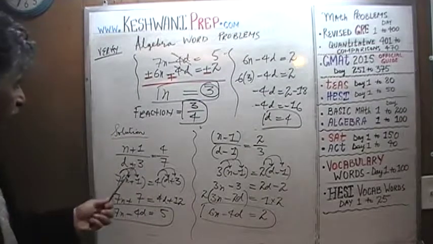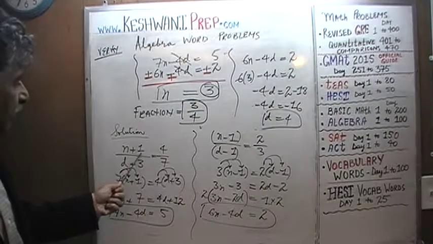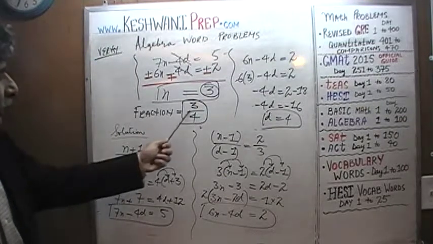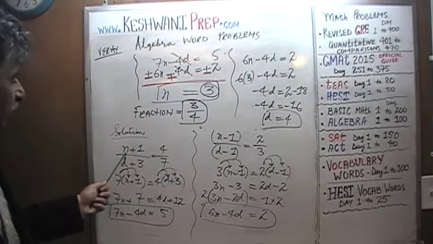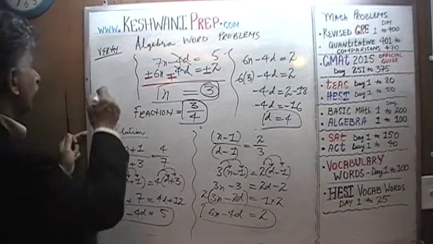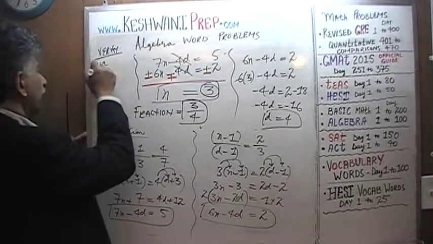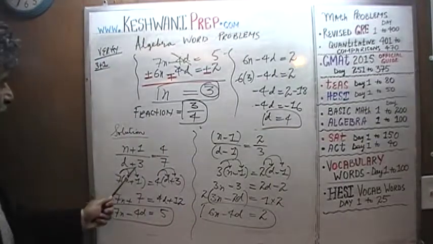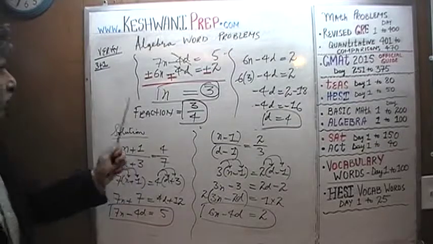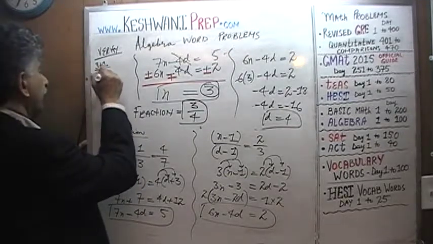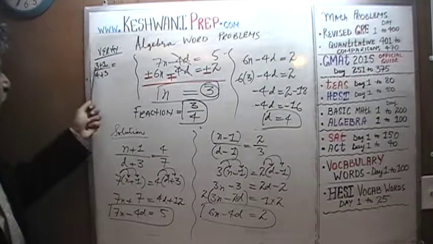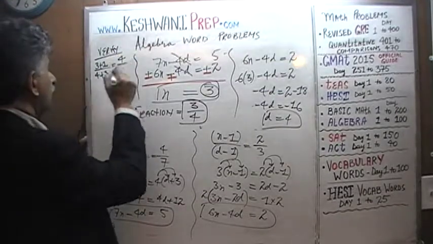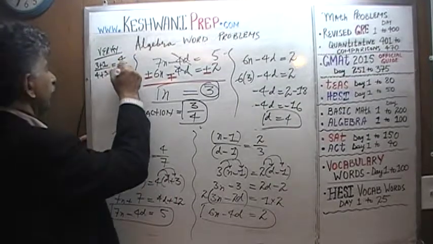In the problem, it told us that if we were to increase the numerator by 1, so we're claiming our fraction is 3/4, 3 will become 4, and increase the denominator by 3, 4 will become 7. If you were to do that, we are told that it becomes 4/7. 3 plus 1 is 4. And 4 plus 3 is 7.